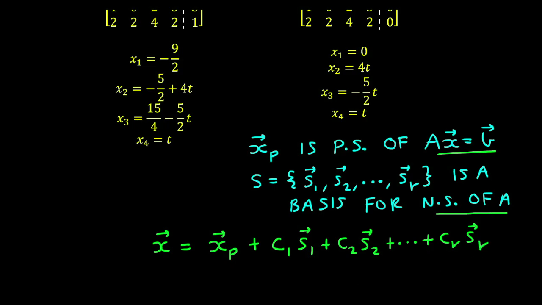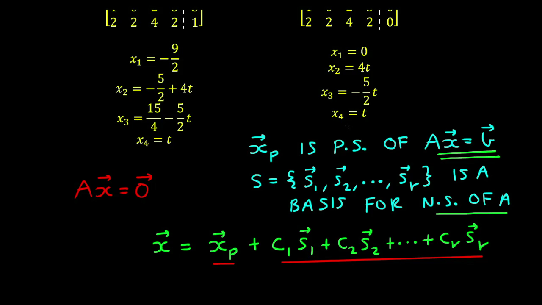So in other words, the general solution of the consistent linear system can be expressed as a superposition of the particular solution of Ax equals b being the non-homogeneous system, and the general solution of Ax equals 0 being the corresponding homogeneous system.